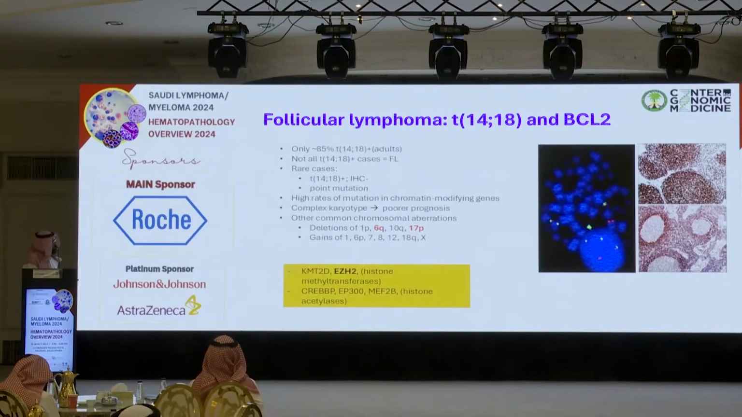Follicular lymphoma is very unique in that it has a high rate of mutation in the chromatin modifying genes. So many genes are mutated. All of these genes fall into the histone and chromatin modification category, either histone methyltransferase or histone acetylase, very common, especially EZH2 and KMT2D. And there are other cytogenetic abnormalities, 6q and 17p, like TP53, associated with worse prognosis.